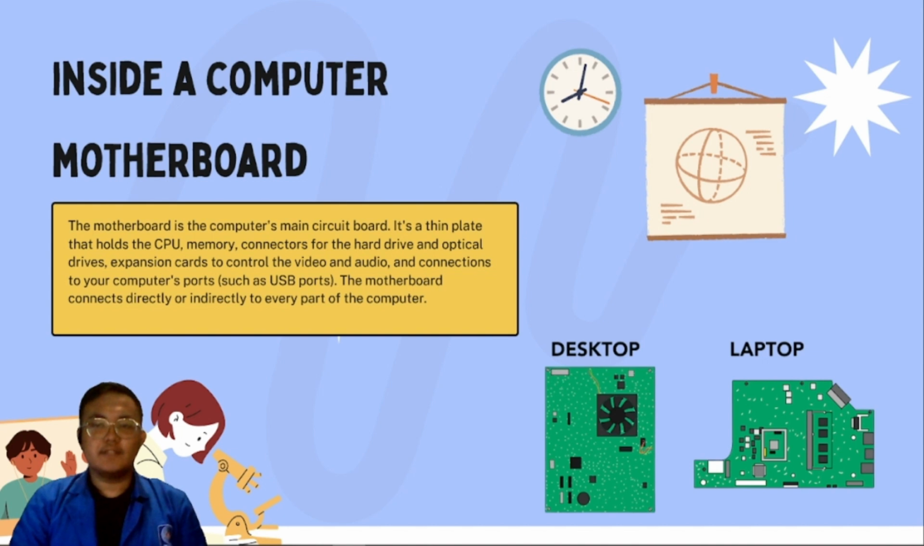The most important piece is the motherboard. This is the computer's main circuit board. It's a thin plate that holds the CPU, memory, connectors for the hard drive, and connections to your ports like USB ports. The motherboard connects directly or indirectly to every part of the computer.